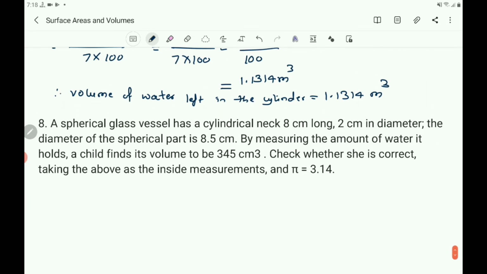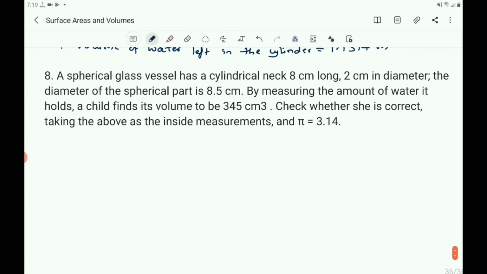Next, let us take question number 8. That is the 8th question. A spherical glass vessel has a cylindrical neck 8 cm long, 2 cm in diameter. The diameter of the spherical part is 8.5 cm. By measuring the amount of water it holds, a child finds its volume to be 345 cm cube. Check whether she is correct, taking the above as the inside measurements and pi equals 3.14.